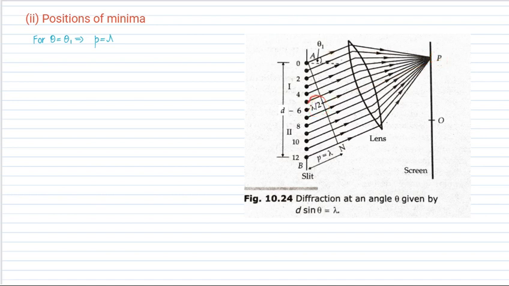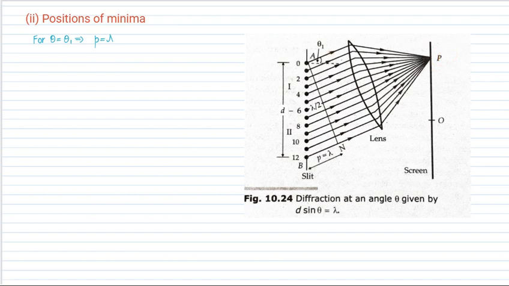And if there is a path difference of lambda by 2, then there is a phase difference. The two waves coming from here and here will be out of phase with respect to each other, and at this point you will obtain a destructive interference. If the two waves interfere destructively, you won't receive any intensity at this point. So this point represents your first secondary minima. Therefore, I can also call this your first dark fringe.